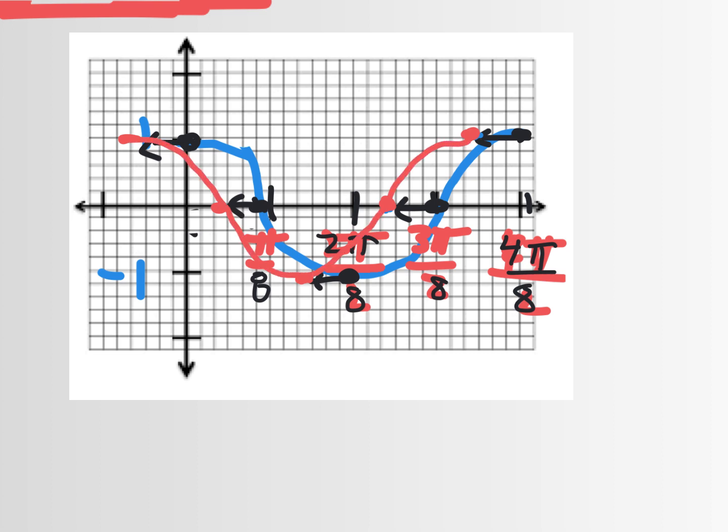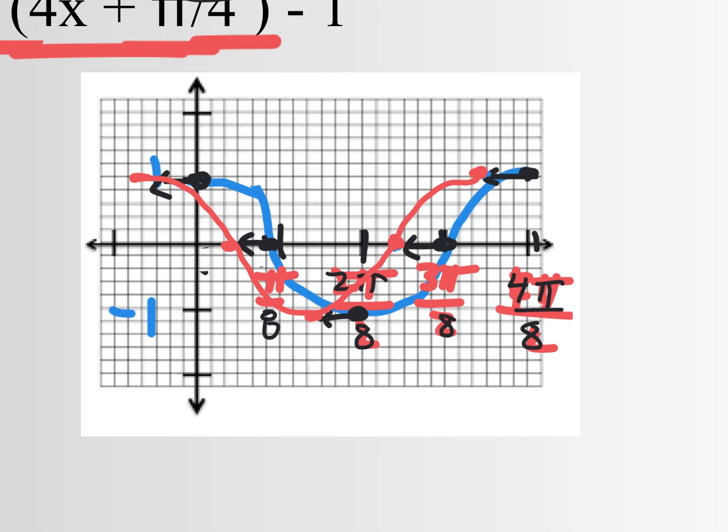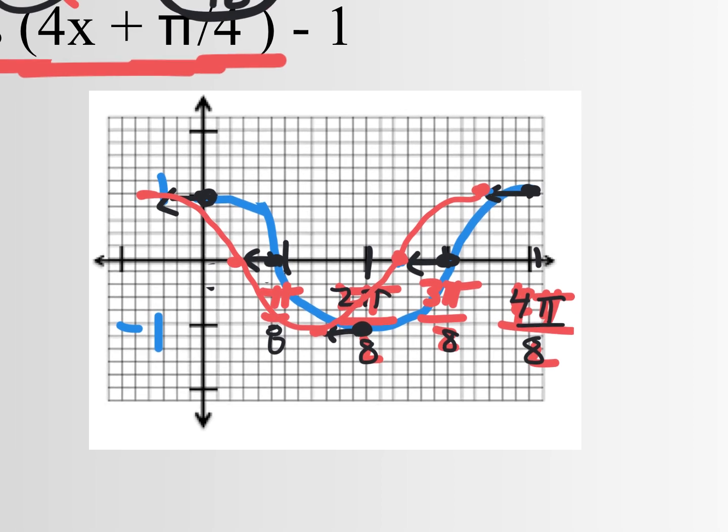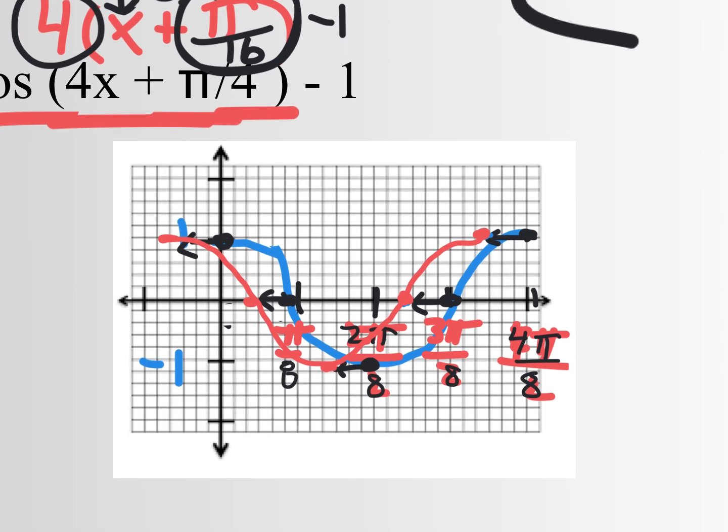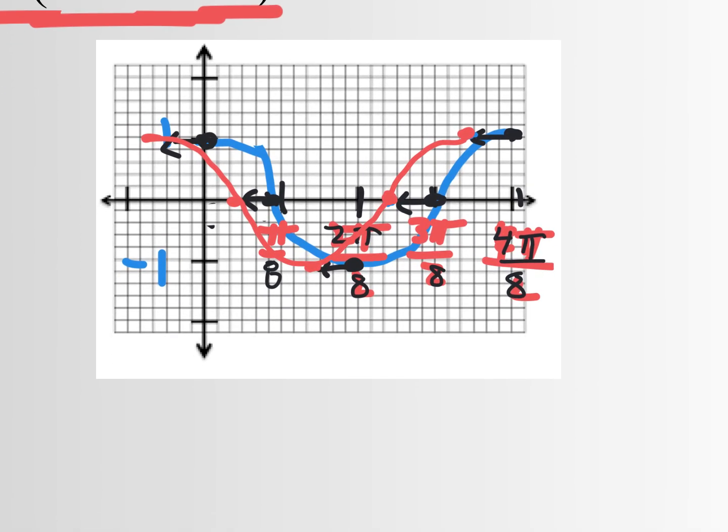There. The red one is shifted to the left. Pi over 16. All right. And then last but not least, Marcus, we have to move it again. Where? Down 1. So what's 1? Is it a full tick on the y-axis? Yes, it is. So we're going to move these down that far.